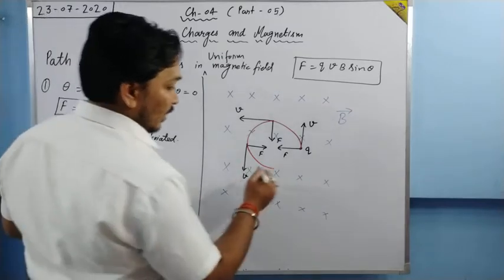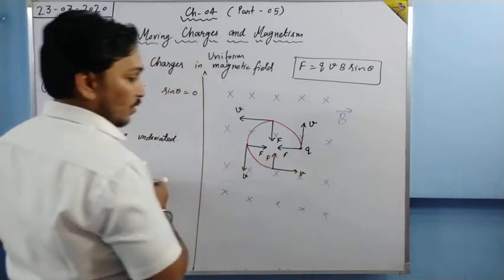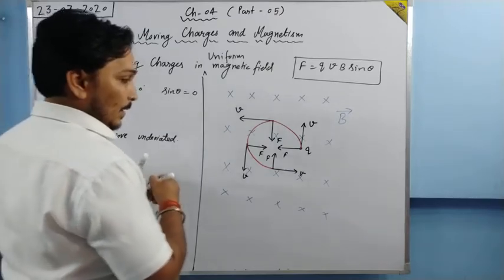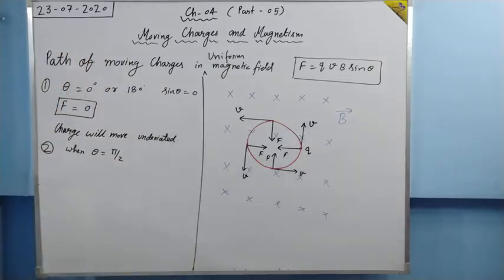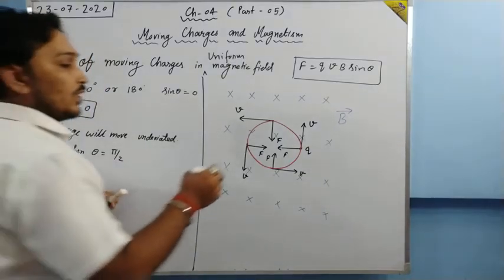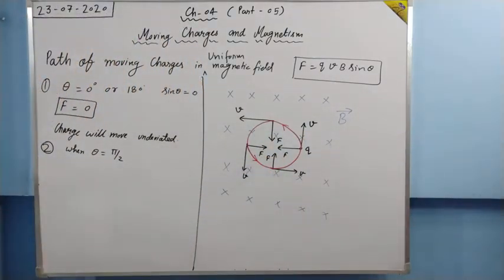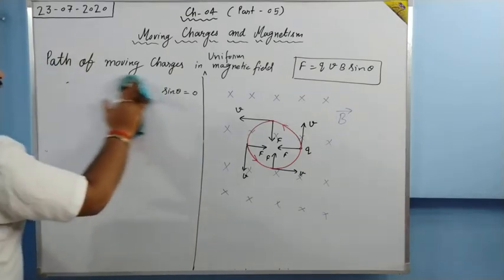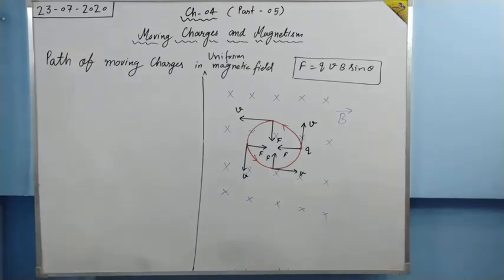Now, if here the direction of velocity is this direction, the force will be in this direction. What will happen? The charge will go on and reach its original point. So basically the charge will describe a circular path when the angle between the velocity and the magnetic field is 90 degrees.